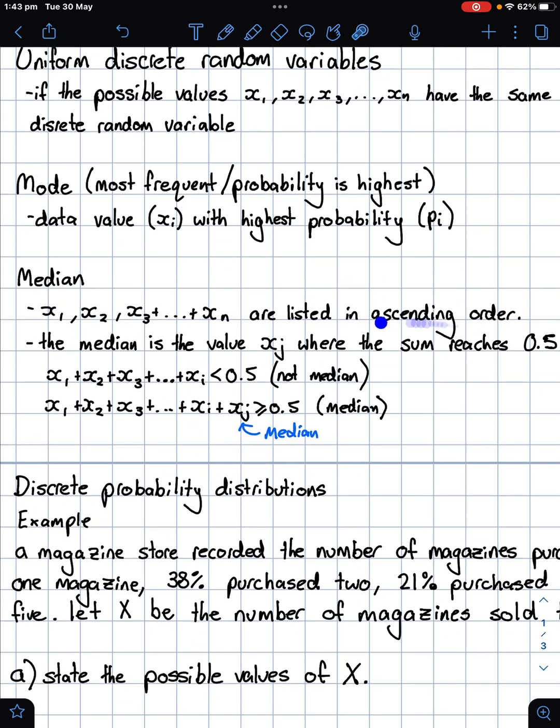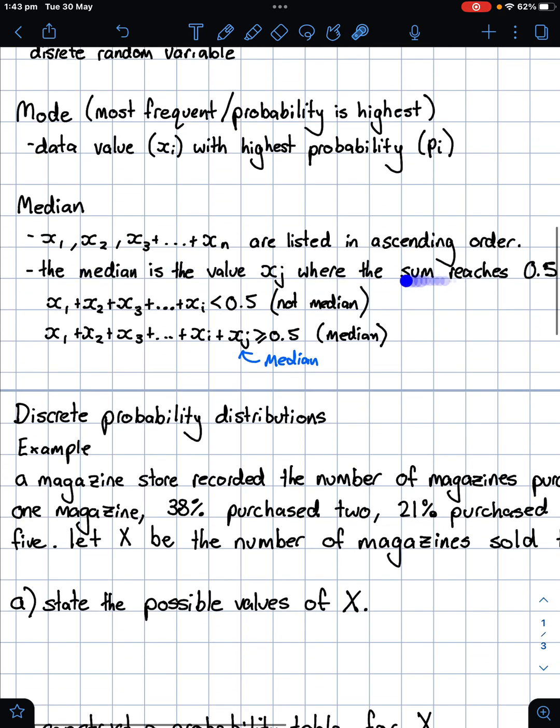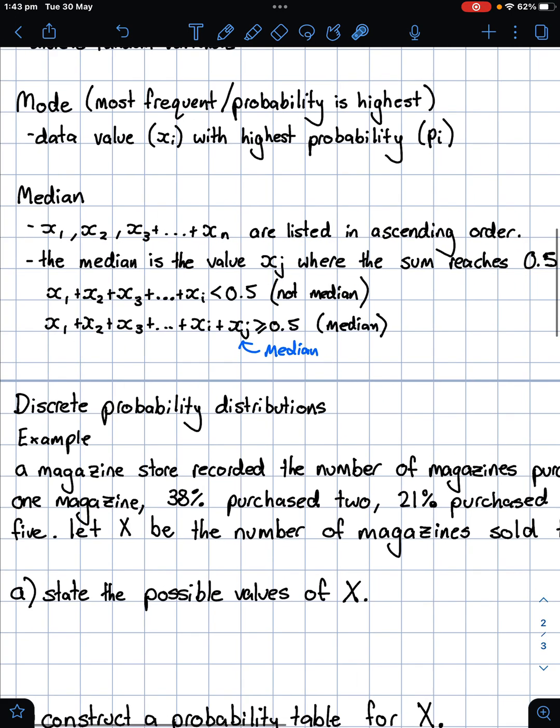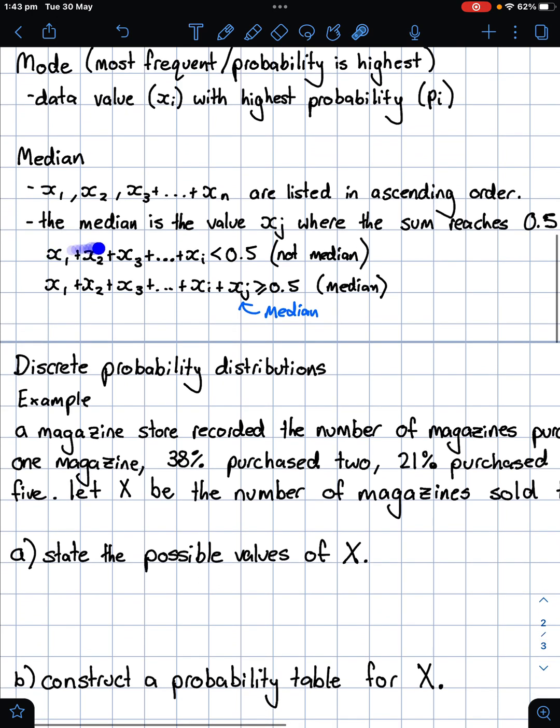All right, the next one is the median. So this means if we put them in order, the median is the x value where the sum reaches 0.5. Now that might not make sense here. I've tried to write it in order: x plus 1, x plus 2, x plus 3. If we add all these variables, the probability of these things happening, if I stuff that up in my notes, it shouldn't be x, it should be p's there, but we will change that later.